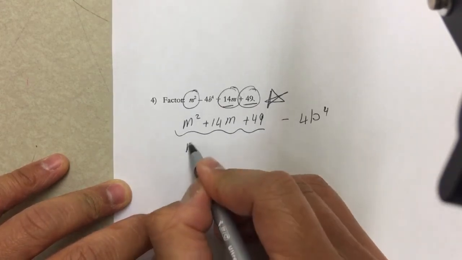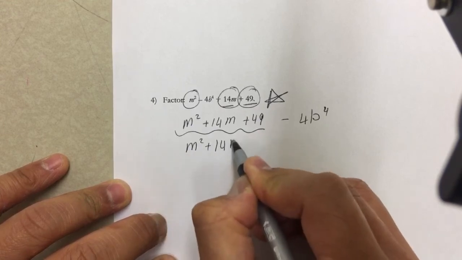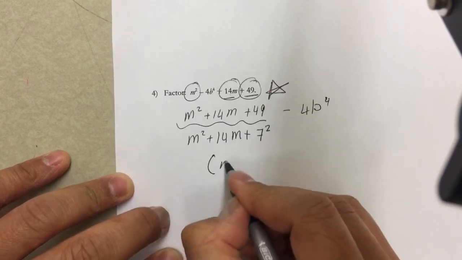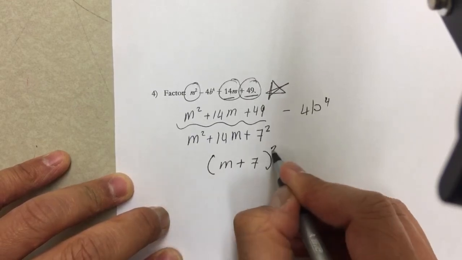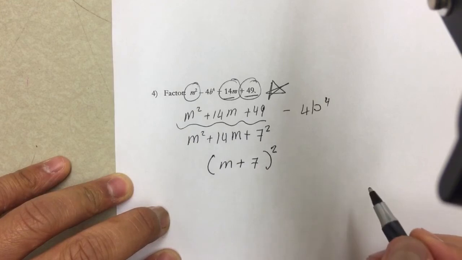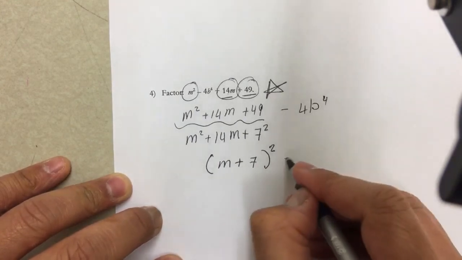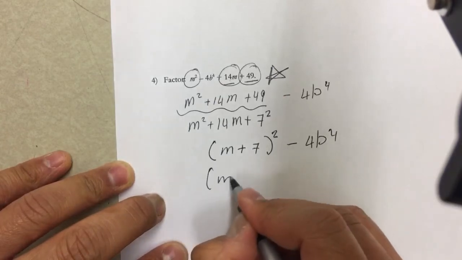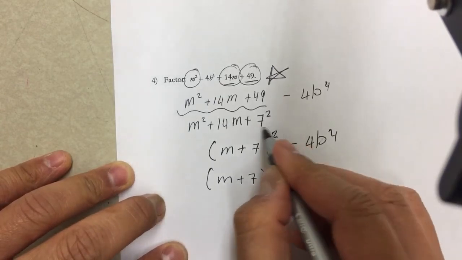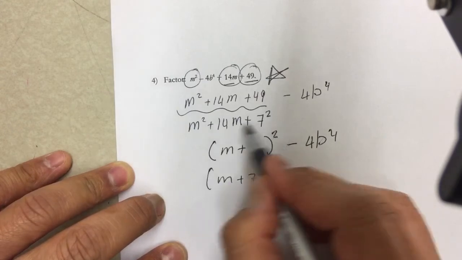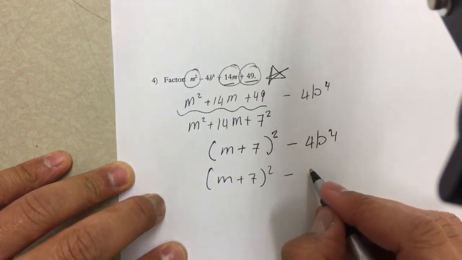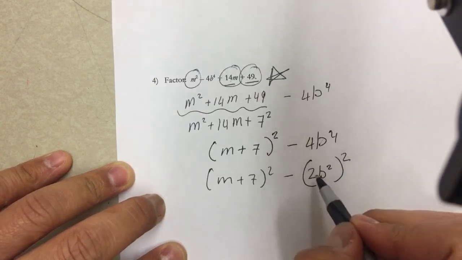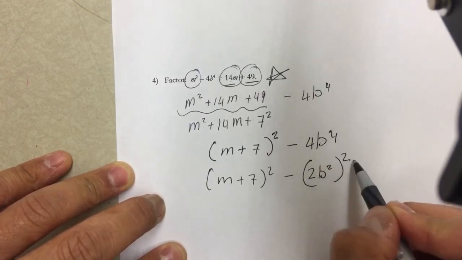Now these 3 terms, maybe you will notice that this is a special trinomial, so they can be factored into m plus 7 squared because of the way they are written. And then minus 4b to the 4th. Now, because the first term got squared, we consider this as just one term. So this is the first term. The second term, we can also write as something squared. So 4 is really 2 squared, and b to the 4th is b squared squared.